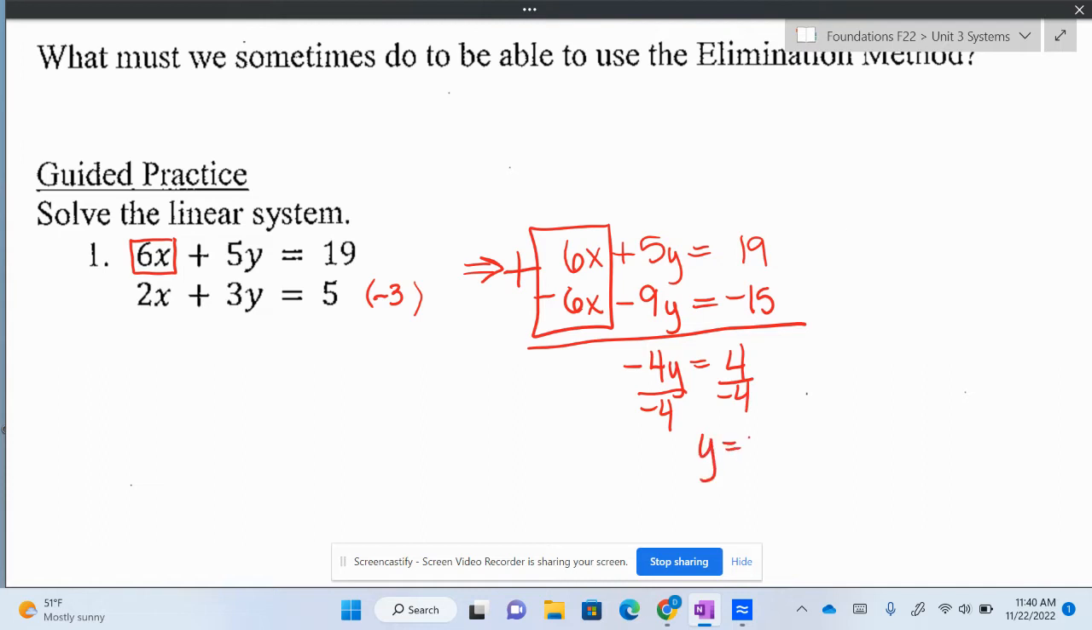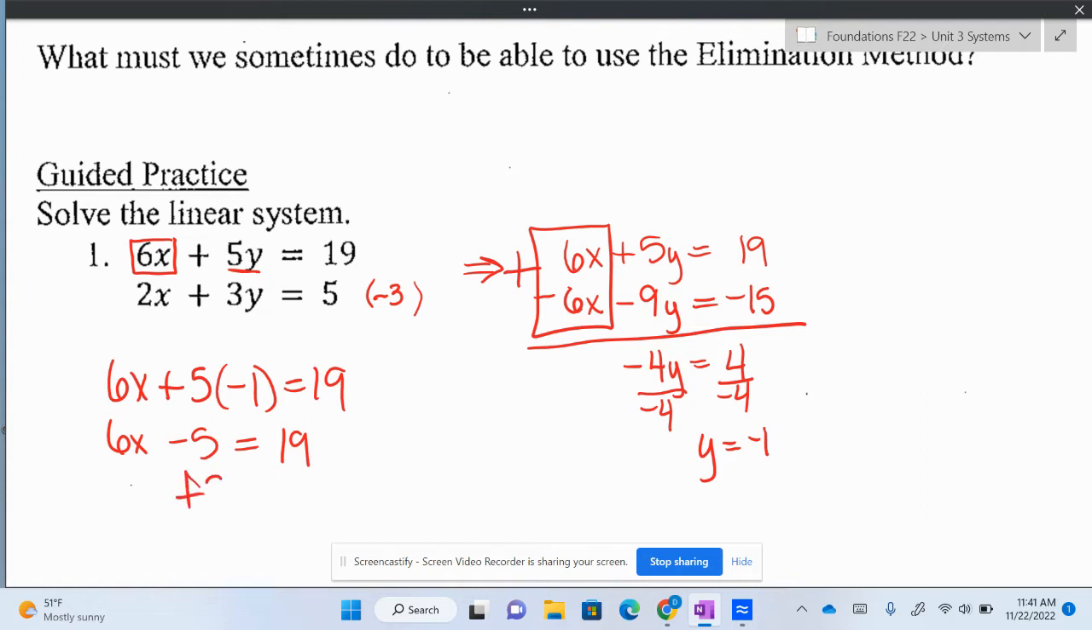So y equals -1. Now, when I plug that -1 back into either equation, remember, you always want to plug it into one of your originals, not one of the equations that you manipulated by multiplying everything by a number. So I'm just going to plug that y equals -1 right into this top equation. So 6x plus 5 times -1 equals 19. 5 times -1 is -5 equals 19.